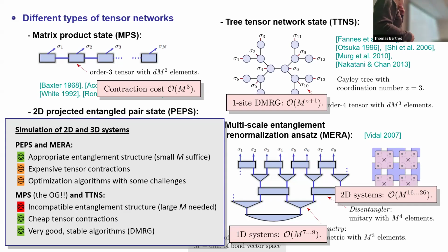Okay, so PEPS and MERA have the appropriate entanglement structure for the systems that we mostly care about. Some drawbacks are that we have these expensive tensor contractions. Also, the optimization algorithms have some challenges.